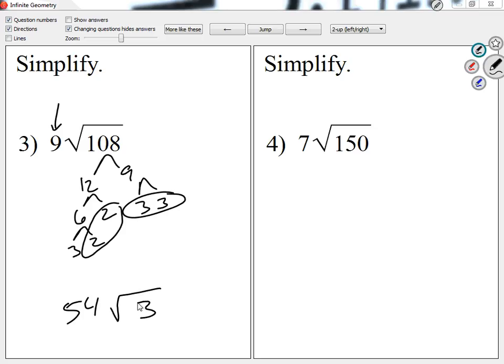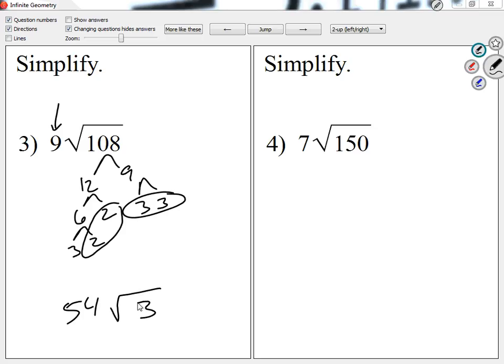Remember, I'm only looking at the numbers I was not able to split anymore. So like the 6, the 12, and the 9, I'm ignoring them because we split them. So you don't multiply the two groups together. You multiply one from each group, one per group.